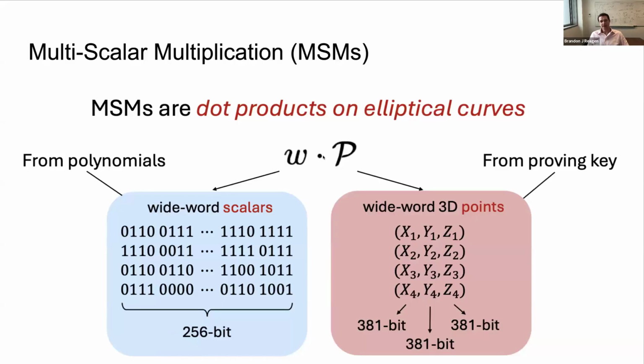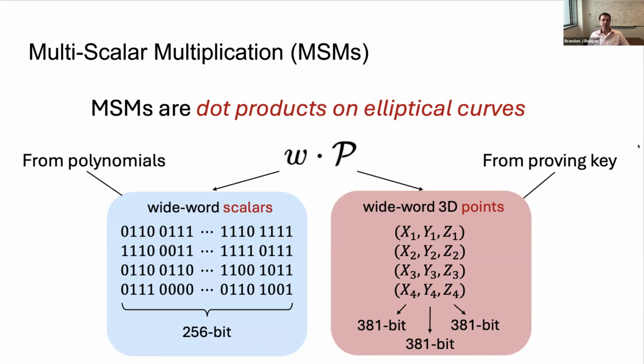So we're going to multiply that by P, where P are our points on the elliptic curve, and that is from our proving key. So they're typically tuples. So you have 3D points, and these are very large. So each of these is 381 bits. There's other parameterizations that look slightly different, but you can think of having 256 bits and 381 bits as a good mental model of the sorts of computations that have to happen here. So we want to do a dot product between these two data structures.